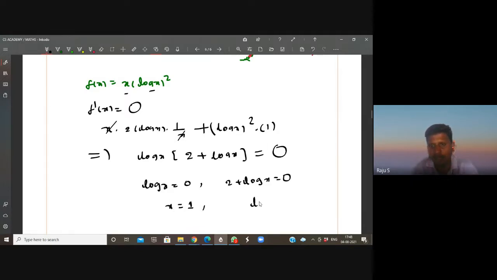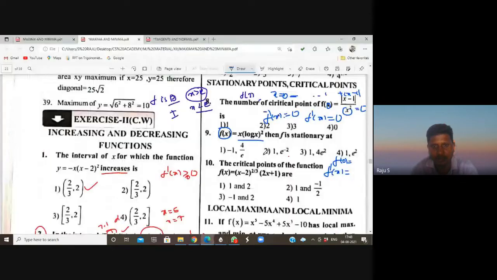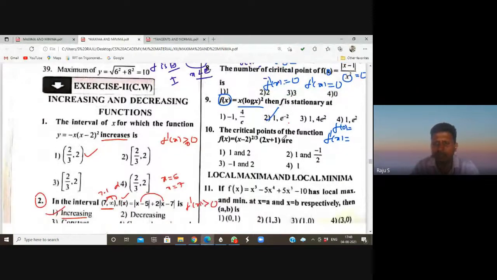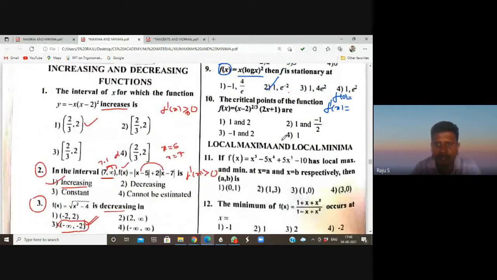So what is the log x value here? Log x here is base e, so minus 2. So x is equal to e power minus 2. Two points we are getting: one is x is equal to 1, the other is x is equal to e power minus 2. Second option is correct. Stationary point, if they ask stationary point, then find f dash of x and equate to 0.